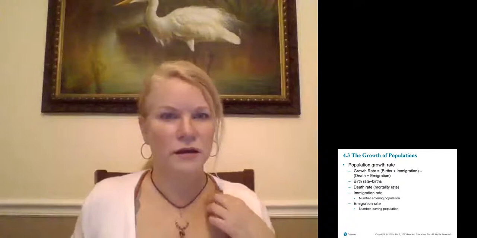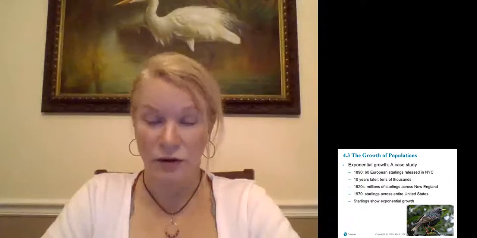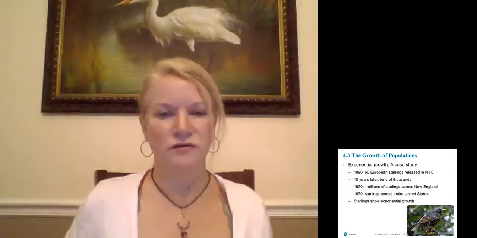And it gives this example of exponential growth. This was a case study of the starling. Here's another example of well-intended people bringing in an organism from another country. This is the starling. And it was brought here, I think they said, because somebody wanted to bring in all the birds that Shakespeare used in his writings. I guess they didn't have cable back then. So they brought them over, and then they just populated. Here it says 10 years later, tens of thousands, then millions.